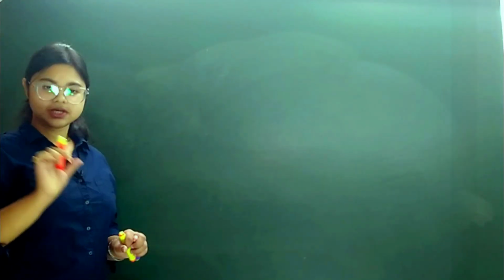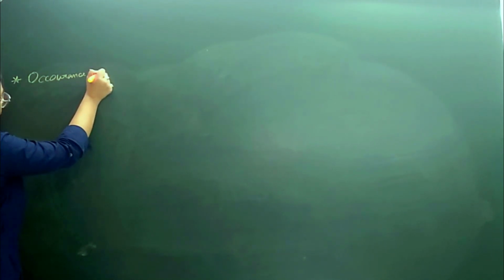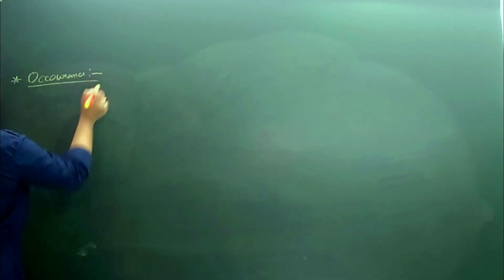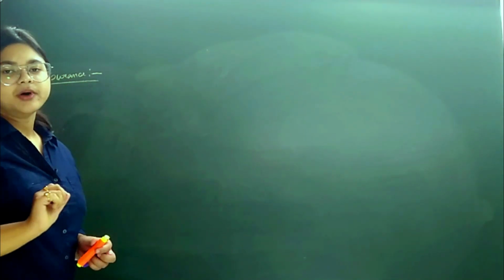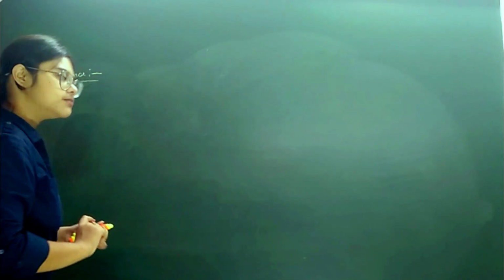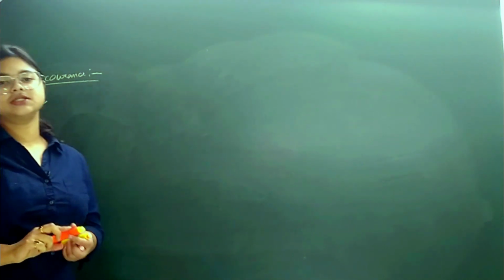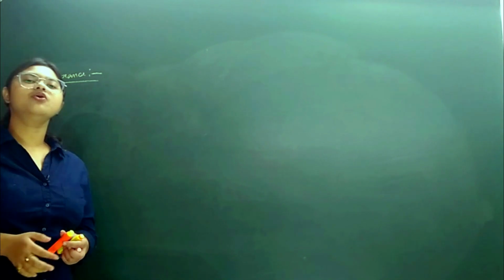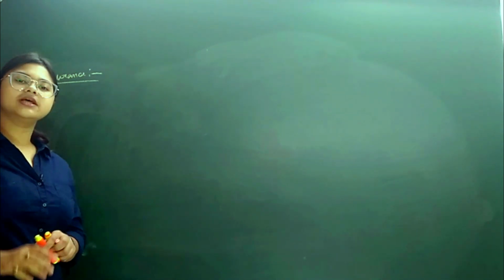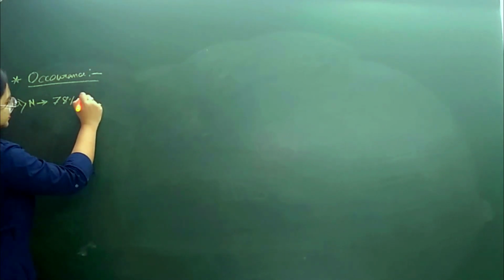That is the occurrence of each and every element. So the point is occurrence. First, the element is nitrogen, the first element. Nitrogen occurs in the air. So write that: 78% in air.